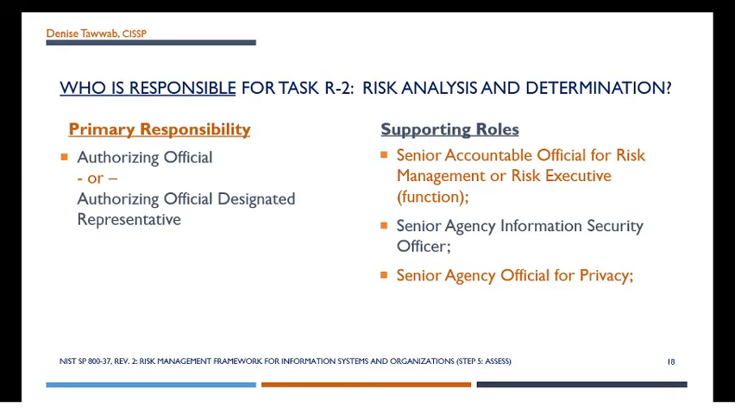The person primarily responsible for the risk analysis and determination is going to be the authorizing official. And the reason that makes sense is because the authorizing official is going to be the one signing off on accepting the risk. Supporting roles can be played by the risk executive function, by the chief information security officer, and by the chief privacy officer, again, depending on the roles and responsibilities within your organization. But the task, risk analysis and determination, remains the same.